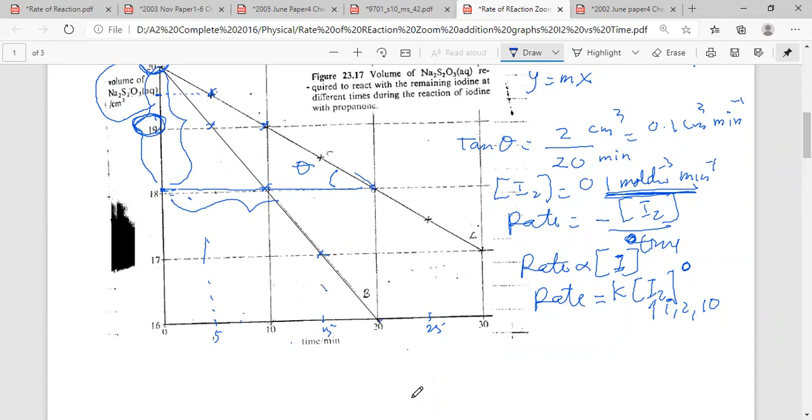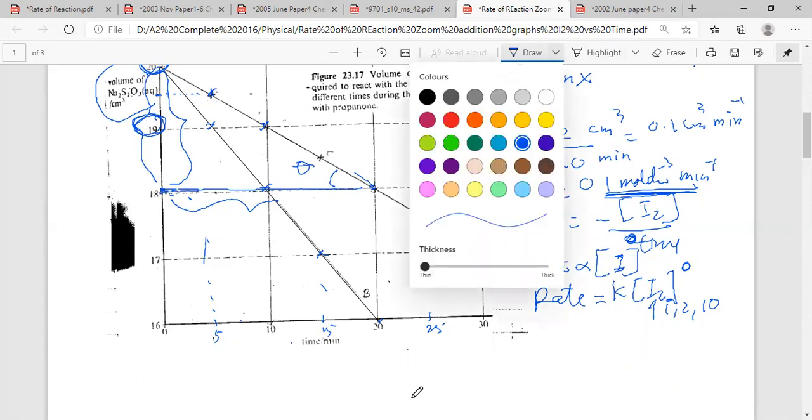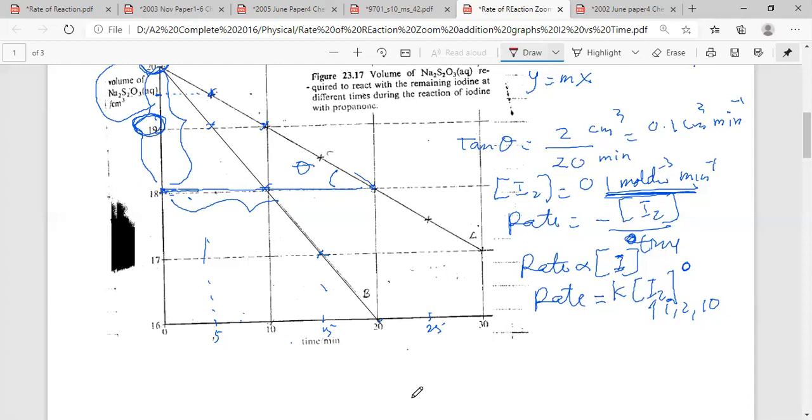The slope has changed. Now what's the slope now? Very simple here. Let's take here, the same one here. I put it in red color. This is alpha now. So tangent alpha is equal to what? Here to here is 2. 2 over what? Here is 10. So 0.2. In this case, the rate is double, no?